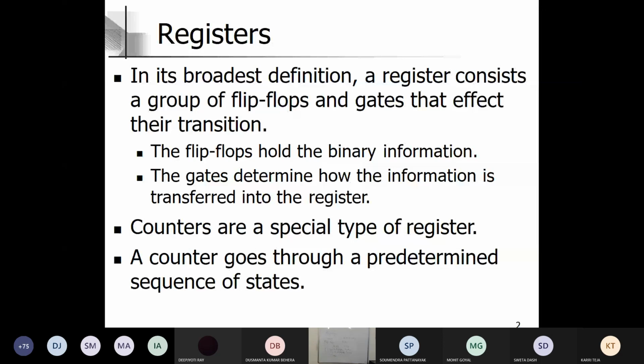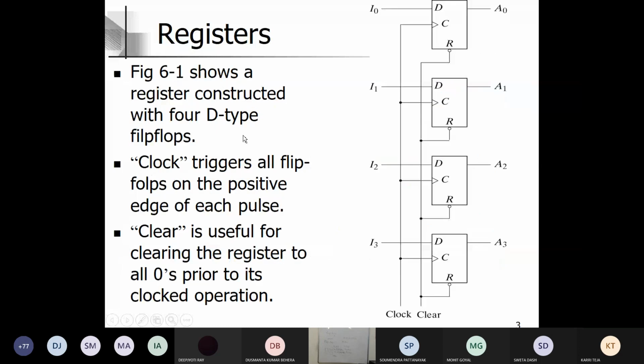Just check out. Counters are also a special type of registers, but we have already seen what counters are. We know that a counter is nothing but a special sequence, a predetermined sequence of states it goes through, that we have already seen. But now it will be very easy to understand what exactly a register is, because we have already seen what a counter is, isn't it?